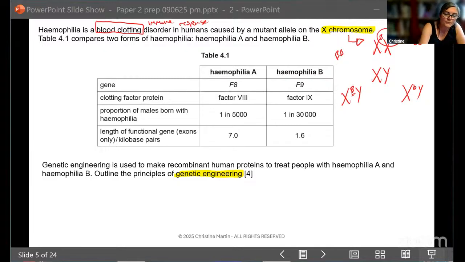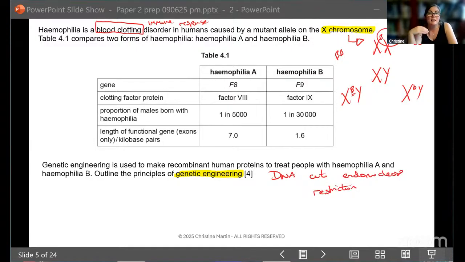Do you know that you should be able to talk about the DNA being cut, specifically? If that DNA is being cut, how are we cutting it? We're using endonucleases, aren't we? That's what we're using, right? No, you're not going to get the marking point for that. You should know the word restriction endonucleases.